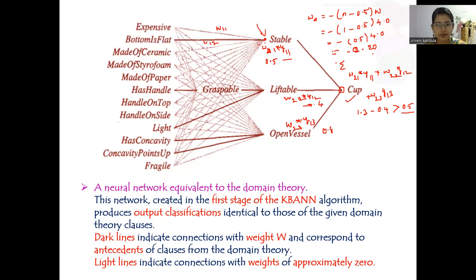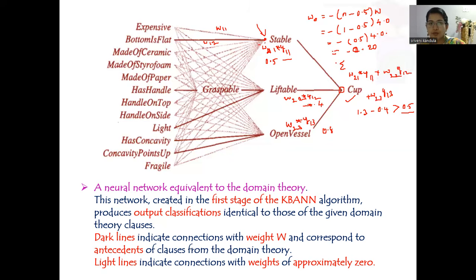And in this example, the output classifications are given which satisfy our domain theory. Here the dark lines indicate the connections with weight W and correspond to the antecedents of the clauses, whereas the light lines indicate connections with weights which are approximately equal to 0. So only for the dark lines I have considered a weight. Like that you can compute W0 and add to it the weight multiplied by the input value.